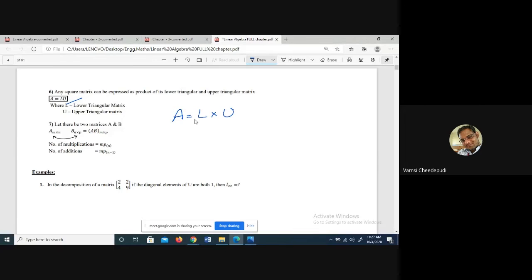And in matrix multiplication, when you are multiplying two matrices A into B, if A is of order m by n and B is of order n by p, then the number of scalar multiplications when you are getting the product matrix is m into n into p. And the number of additions is m into n minus 1 into p.